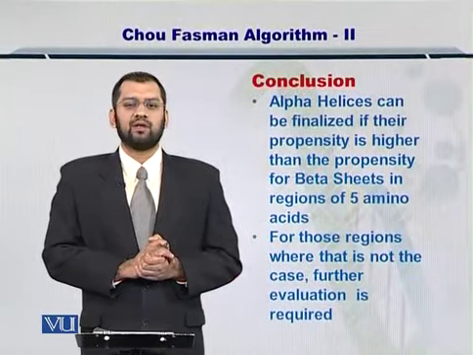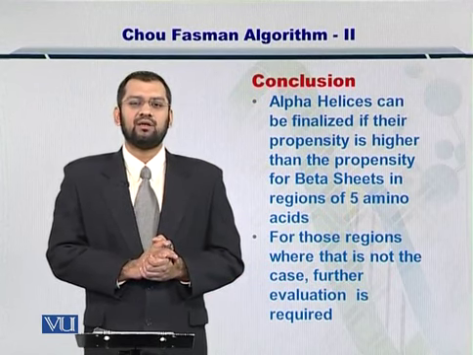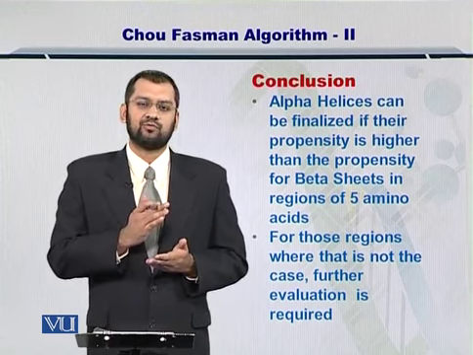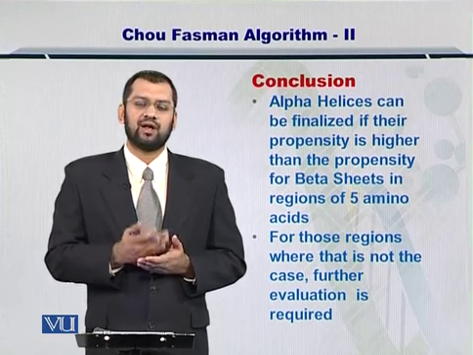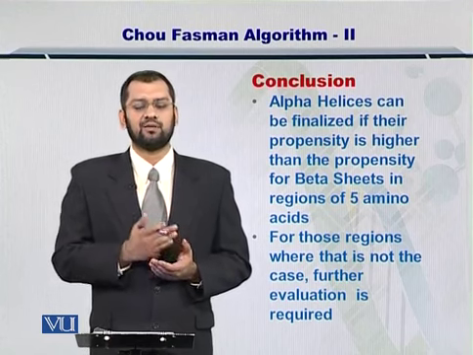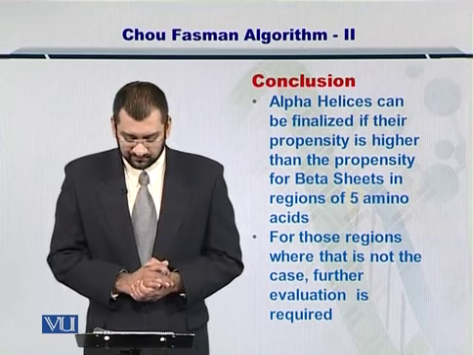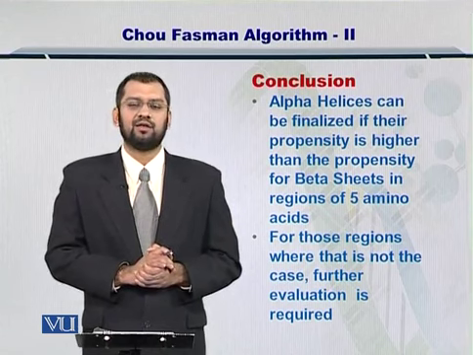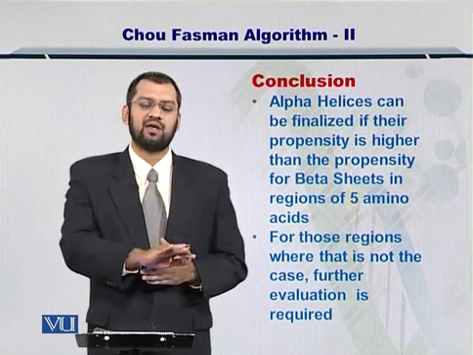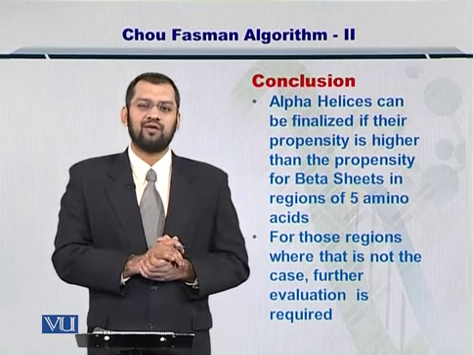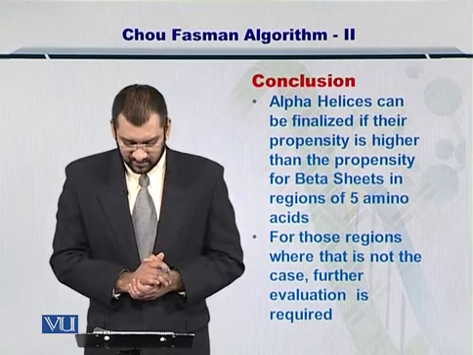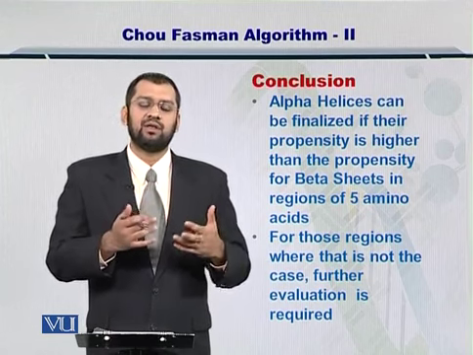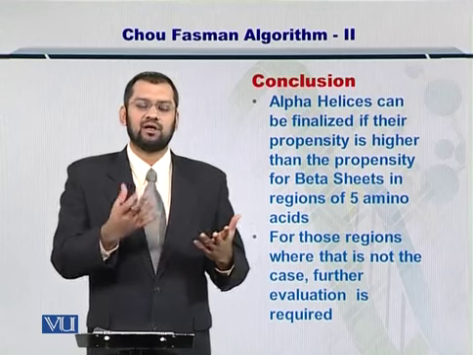In conclusion, you must remember why we are selecting 5 amino acids in this case. The reason is that for formation of a beta sheet, you require at least 5 amino acids to start a beta sheet. Therefore, alpha helices can be finalized if their propensity is higher than the propensity of formation of a beta sheet, and that can be for the 5 neighboring amino acids. For those regions where that is not the case, further evaluation is required, whether they form a beta sheet, a turn, a loop, etc.